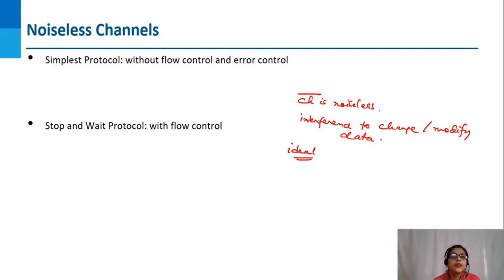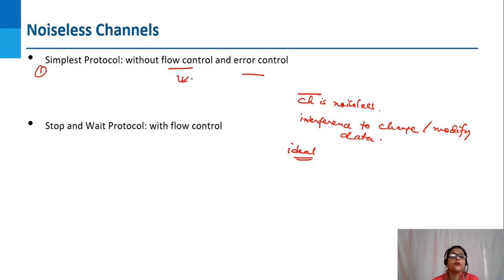So there are two protocols. Number one is the simplest protocol, and this has no flow control and error control. We think that the rate at which the transmitter is transmitting is the same as the rate at which the receiver is processing the data.